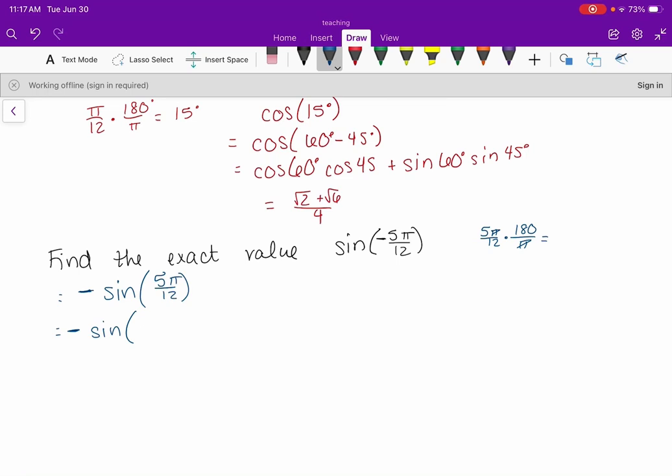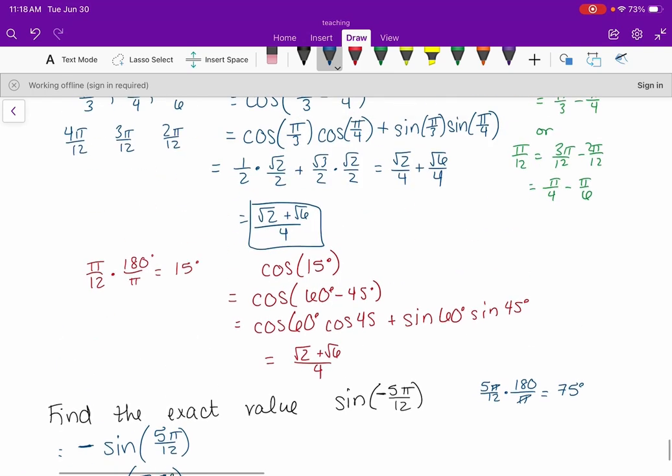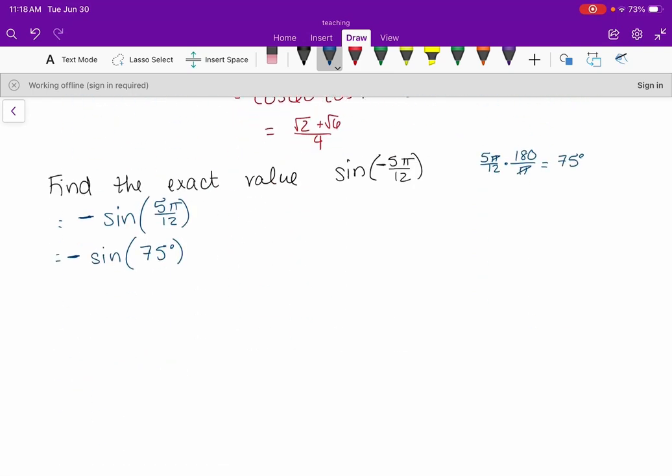I get 75 degrees. Maybe I should have done cosine, because technically we already did a sine of 75, but that's okay. Now I have the negative outside, so it'll be negative. For 75, you could do 30 plus 45. You could also do a subtraction. So let's do a subtraction one just because.